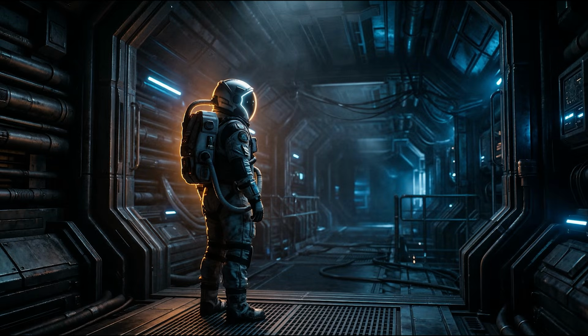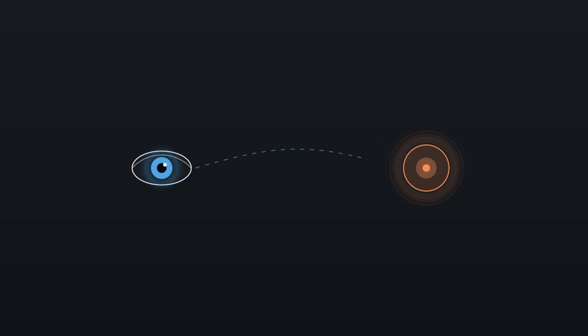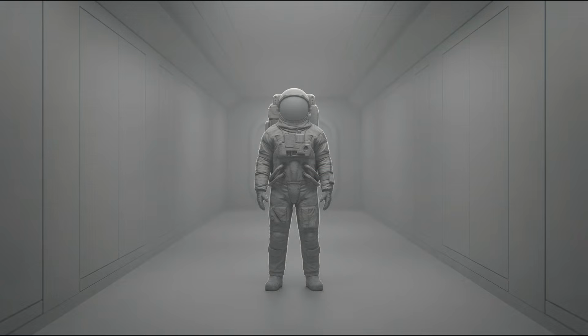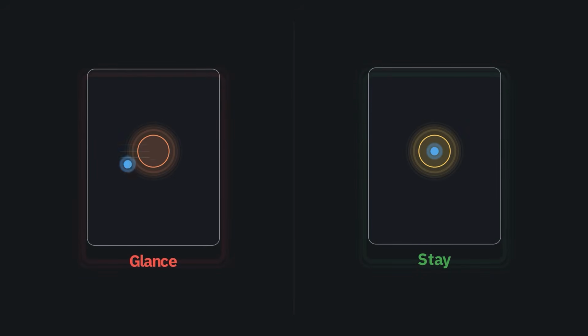If you look at a render and your eye goes straight to the subject, that means it's a good render. Your visual weight is working. But what happens after that? The eye lands, looks around for half a second, finds nothing else to do, and leaves. The image had a destination, but no journey. That's the difference between a render that people glance at and one they actually stay inside.